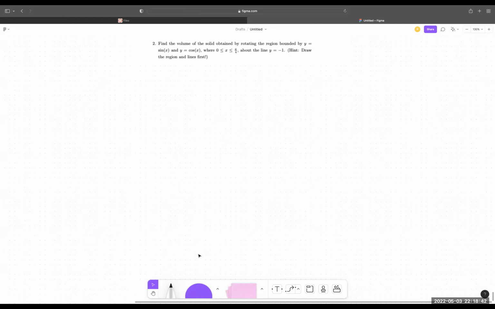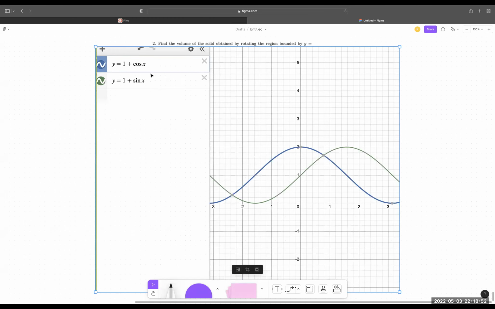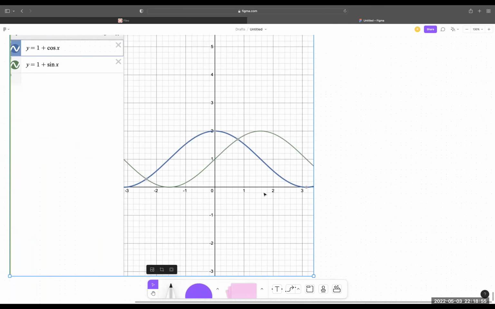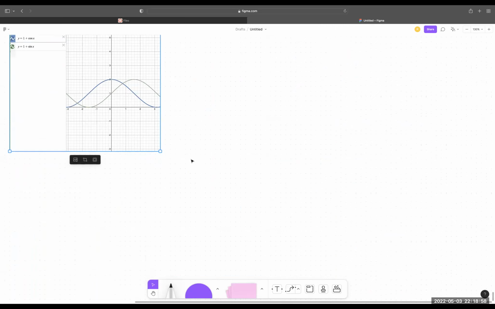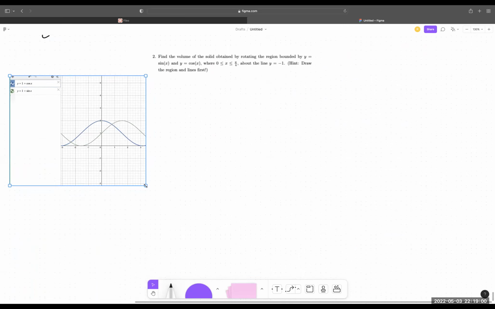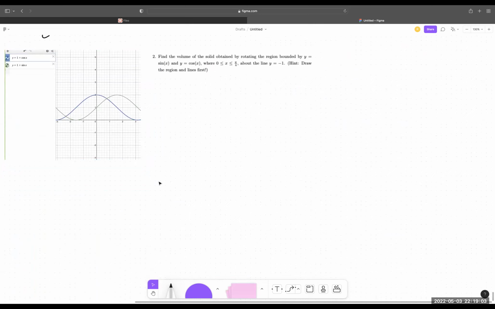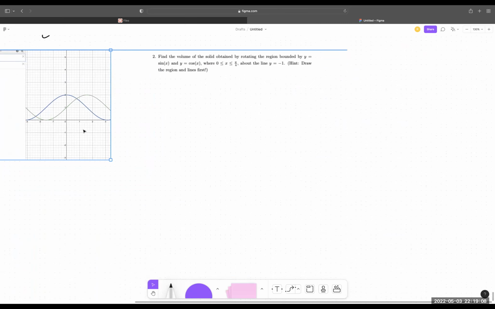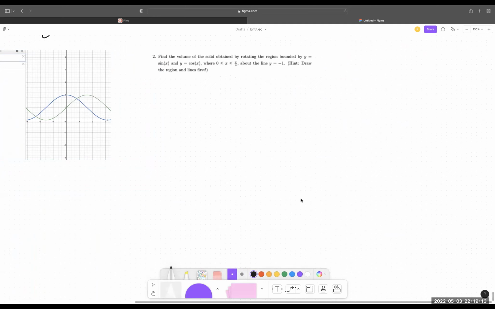Let's take a look at this problem now. And the idea is we're introducing y equals sine of x and y equals cosine of x, right? So really what we have here is something that looks like this, which I think is a little too enormous. But the idea is that this is what we're dealing with. We're dealing with cosine, and we're dealing with sine.